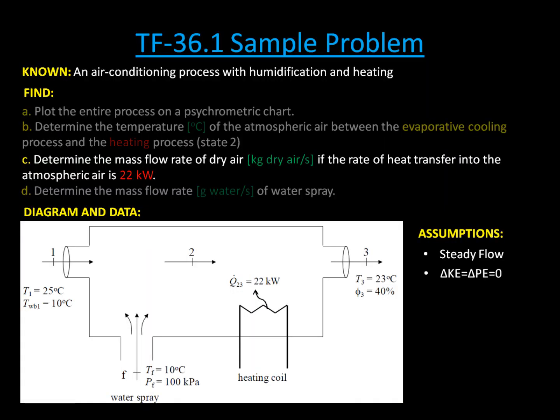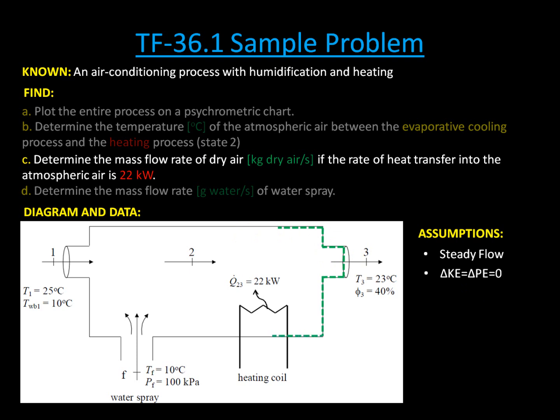So part C, this is where we're going to start applying conservation of mass and conservation of energy, or the first law of thermodynamics. It wants us to determine the mass flow rate of dry air in kilograms of dry air per second, given a rate of heat transfer. So that's kind of a clue. Now, I know that from state 1 to state 2 to state 3, I'm not changing the dry air, but from 1 to 2, I'm adding vapor. So let's simplify it. Let's just look at this heating process from 2 to 3.